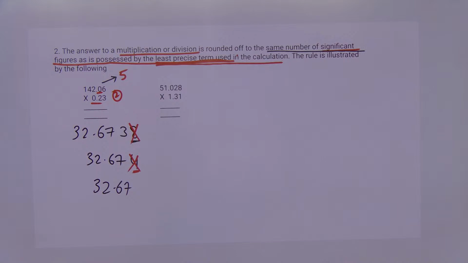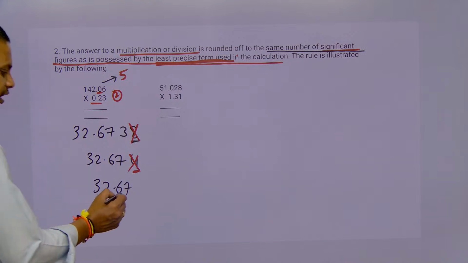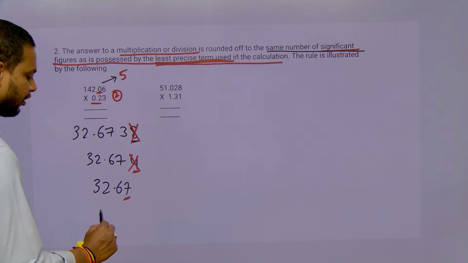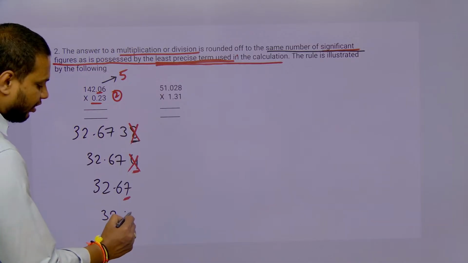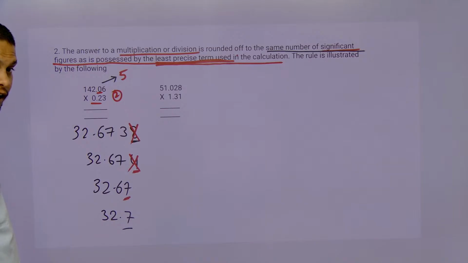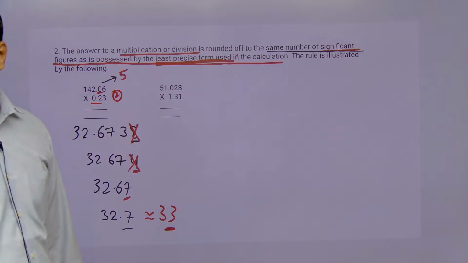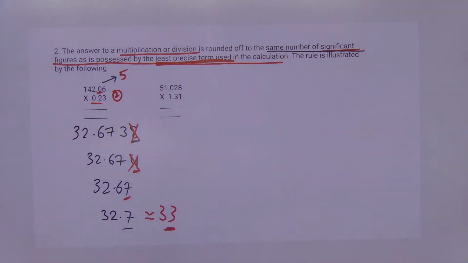Then how do we take the final answer? See, the last digit is greater than 5. Greater than 5 means previous number plus 1. That is 32.7. Then the last digit is 7, greater than 5, then previous number plus 1. Approximately 33. In the same way, do the next problem. Because here we have to take the least significant numbers. So they told us that, right? The answer to multiplication or division is rounded off to the same number of significant figures as possessed by the least precise term. Are you clear? Least precise term. So the answer is 33.